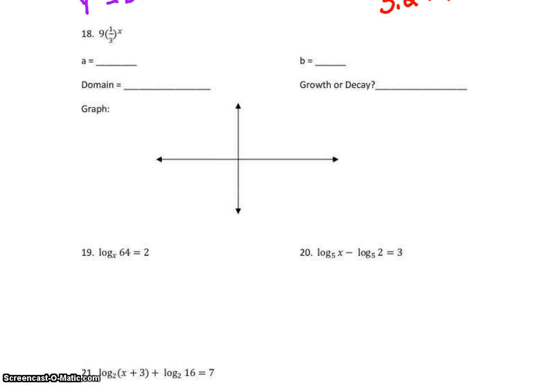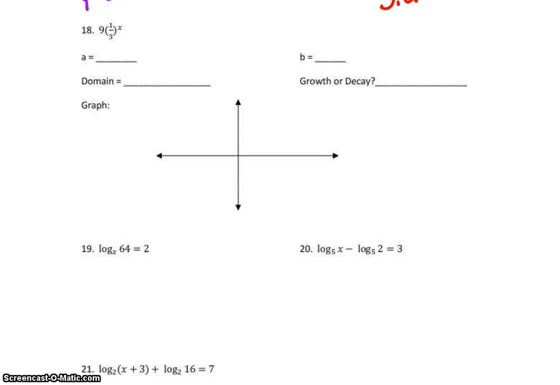Okay, moving down, changing topics now. When you look at number 18, 9 times 1/3 to the x. A is the number at the front, so it's 9 on this one. B is the number that's the base, so it is 1/3. Your domain for exponential is always all real numbers. Growth or decay, this is decay because B is a fraction. If you put this in your calculator, you get an idea that your graph looks something like this.